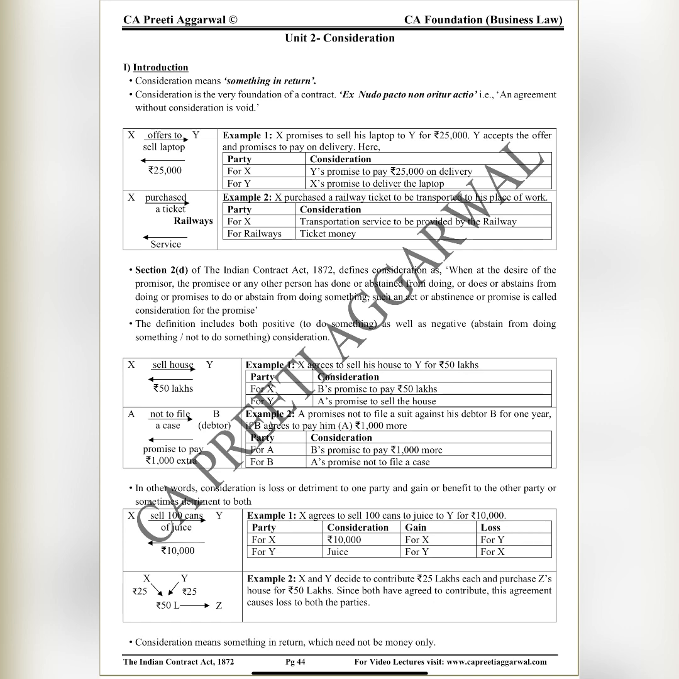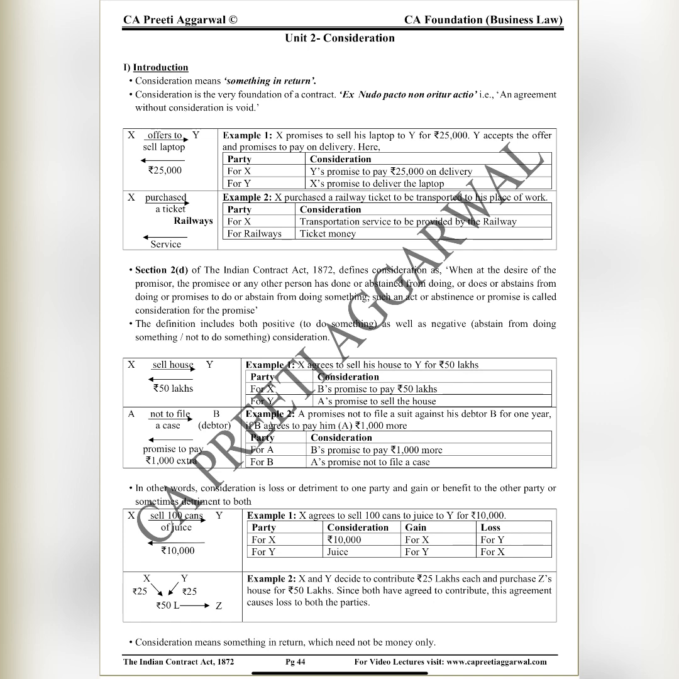Now in this case, let's say that X promises to sell 100 cans of juice to Y for 10,000 rupees. X is promising to sell 100 cans of juice, and Y is promising to pay 10,000 rupees. So what is the consideration for X? 10,000 rupees. And what is the consideration for Y? 100 cans of juice. Both are getting something in return.